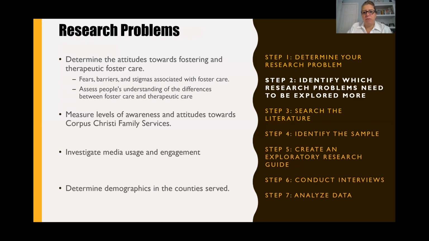For those of you who aren't aware, there is a difference between traditional foster care and therapeutic foster care. Therapeutic foster care is when the organization offers social services such as therapy, different kinds of support services and elements for the foster children and the foster parents, versus traditional foster care. There are very limited services available. And so understanding, do people know that there's differences between foster care and therapeutic care?